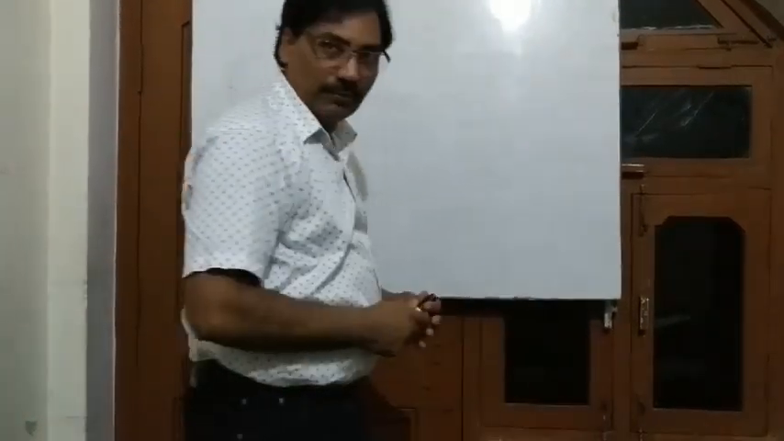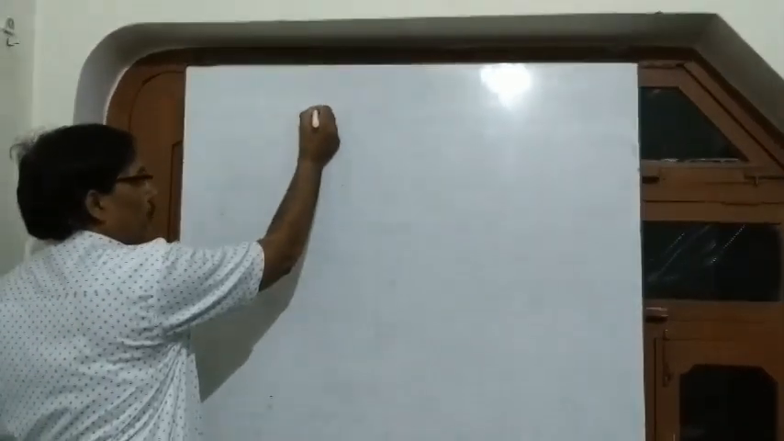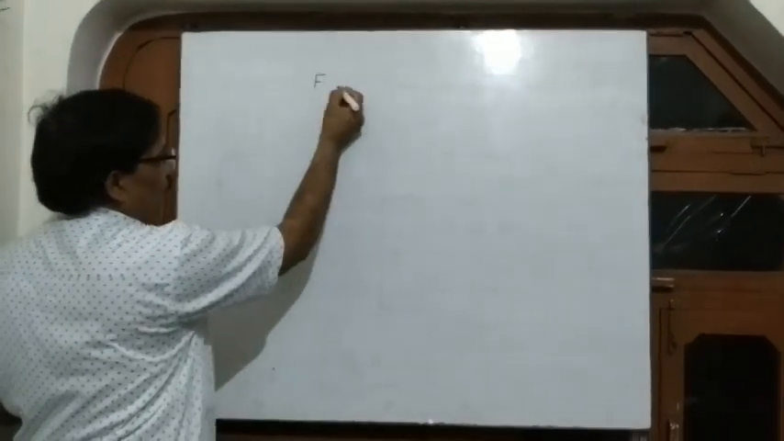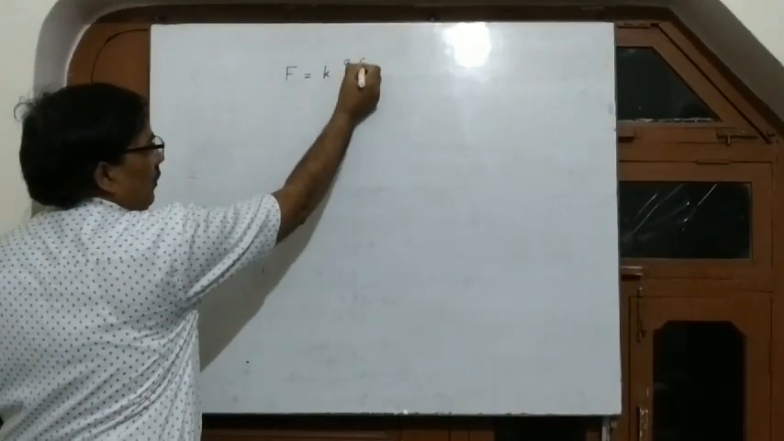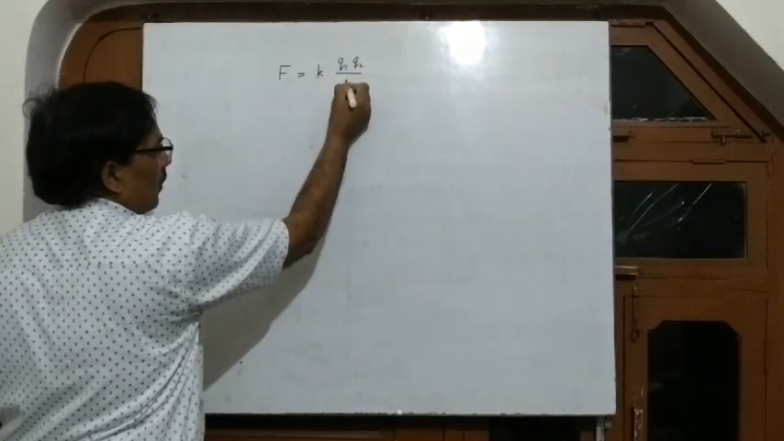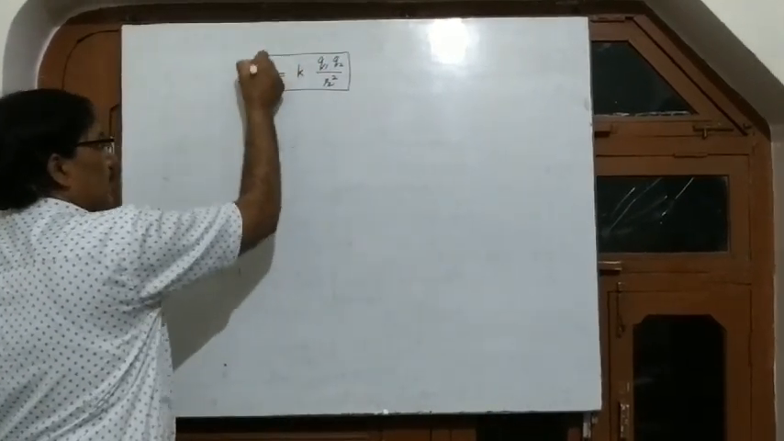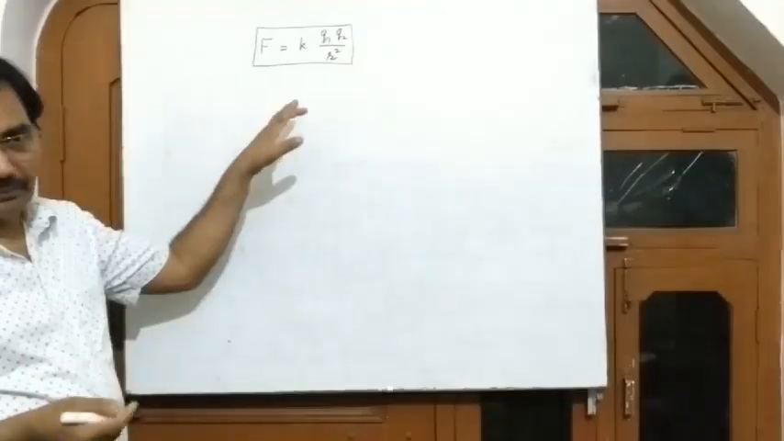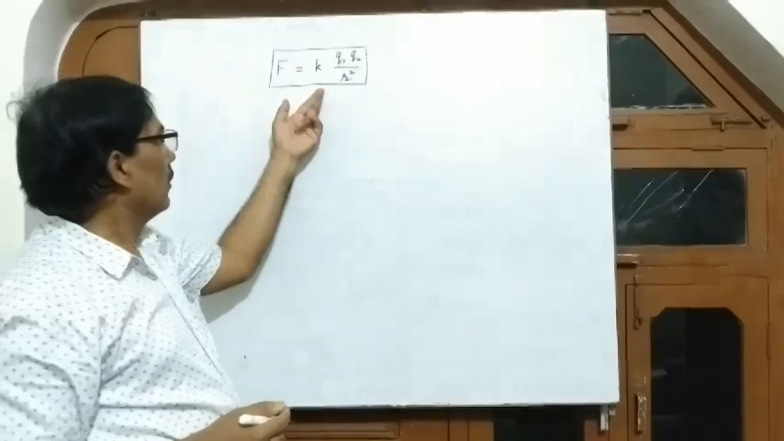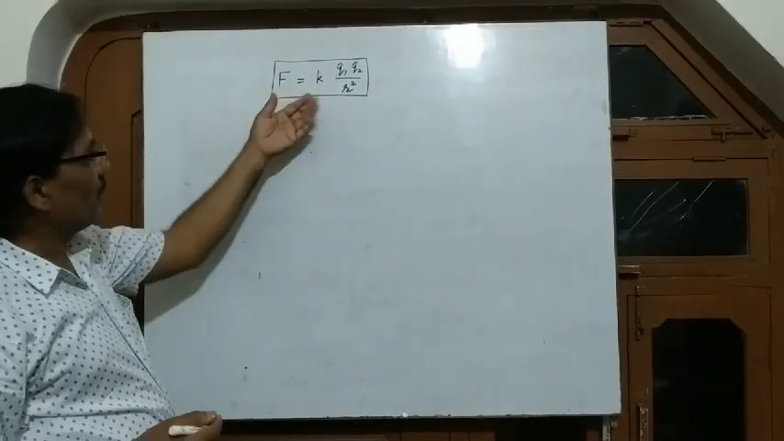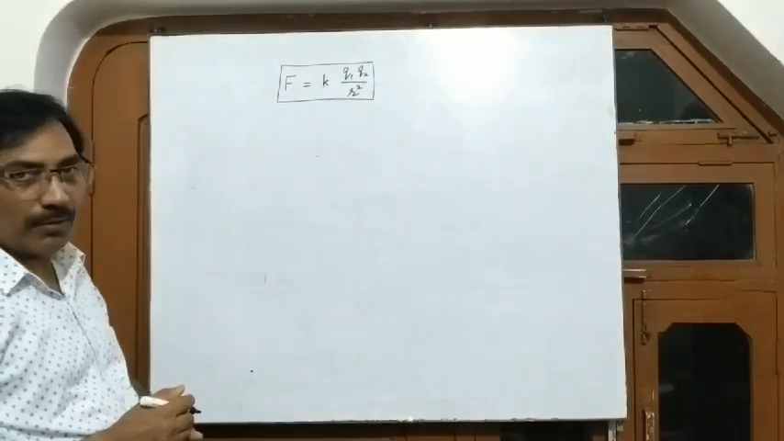So we have got the formula of Coulomb's law, that is, the force between the two charges F is equal to K Q1 Q2 by R square. This is the scalar form of Coulomb's law because here we are not marking the direction. After this we will study the vector form of Coulomb's law.